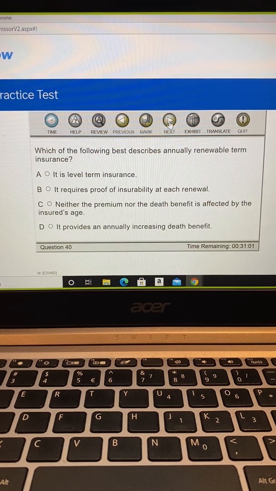Which of the following best describes annual renewable term insurance? Neither the premium nor death benefit affected by insurance age provides an increase in death benefit. It requires proof of insurability. Each year is level term policy insurance. A. All right, next.